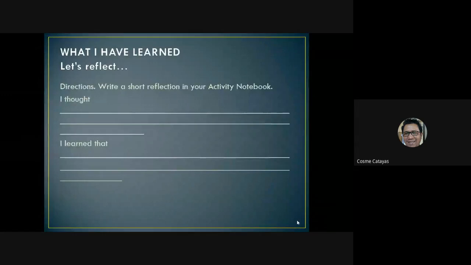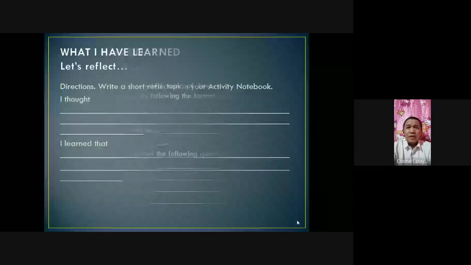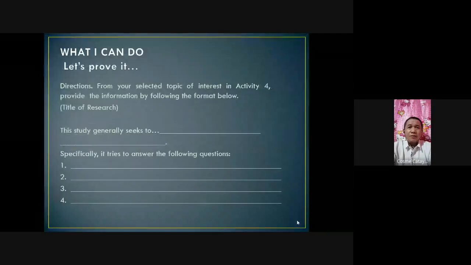What I can do, let's prove it. Directions, from your selected topic of interest in Activity 4, provide the information by following the format below. So you have to write your research title. So that begins with the study generally seeks to. Then we have specifically it tries to answer the following questions. So you have to indicate 4 of the statement of the problem.